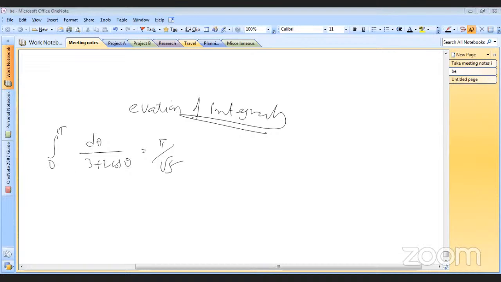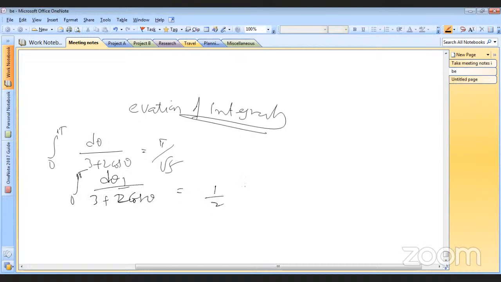So the integration of d theta by 3 plus 2 cos theta, taking the common factor 1 by 2. Why am I taking the integral from 0 to pi of d theta by 3 plus 2 cos theta equal to 1 by 2 times the integral from 0 to pi of d theta by 3 plus 2? What is 1 by 2?